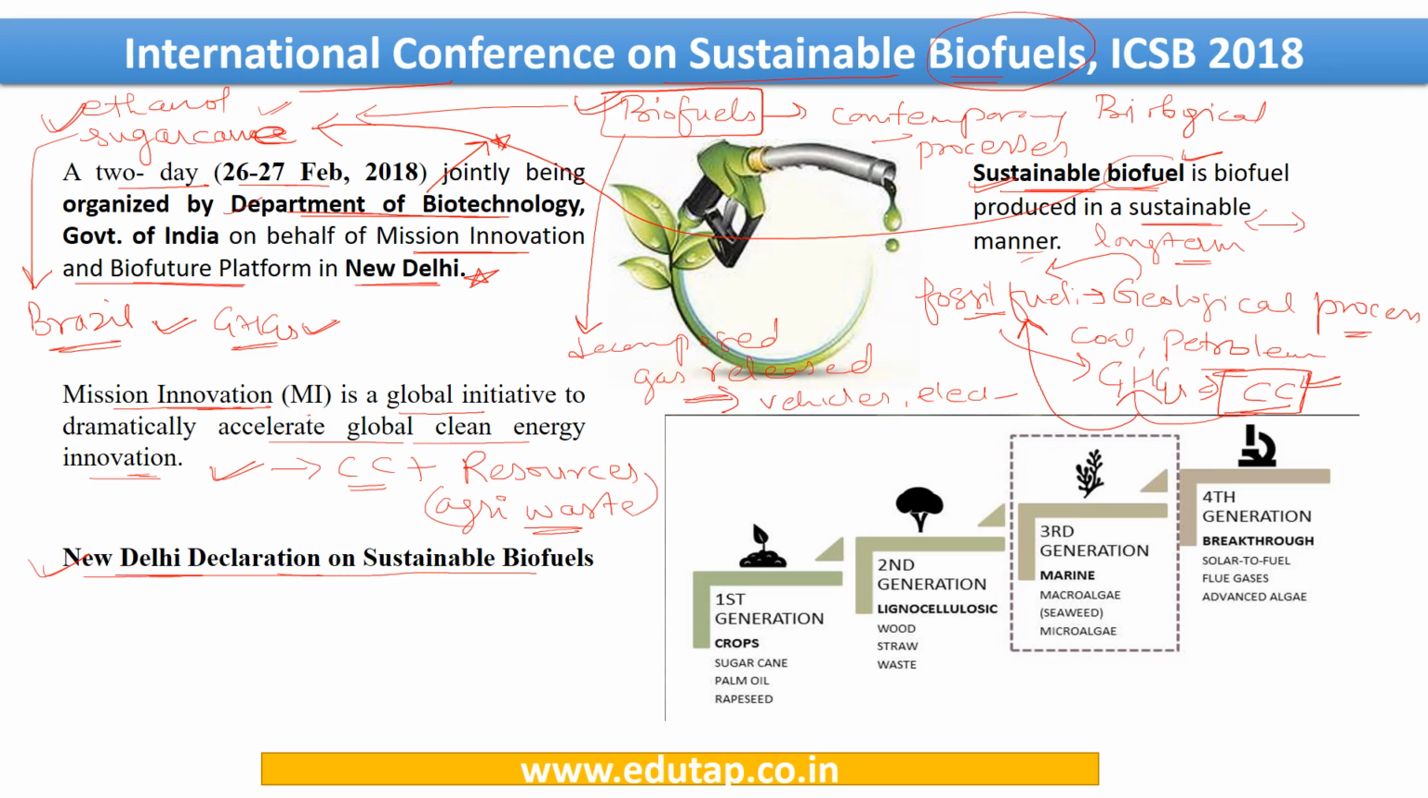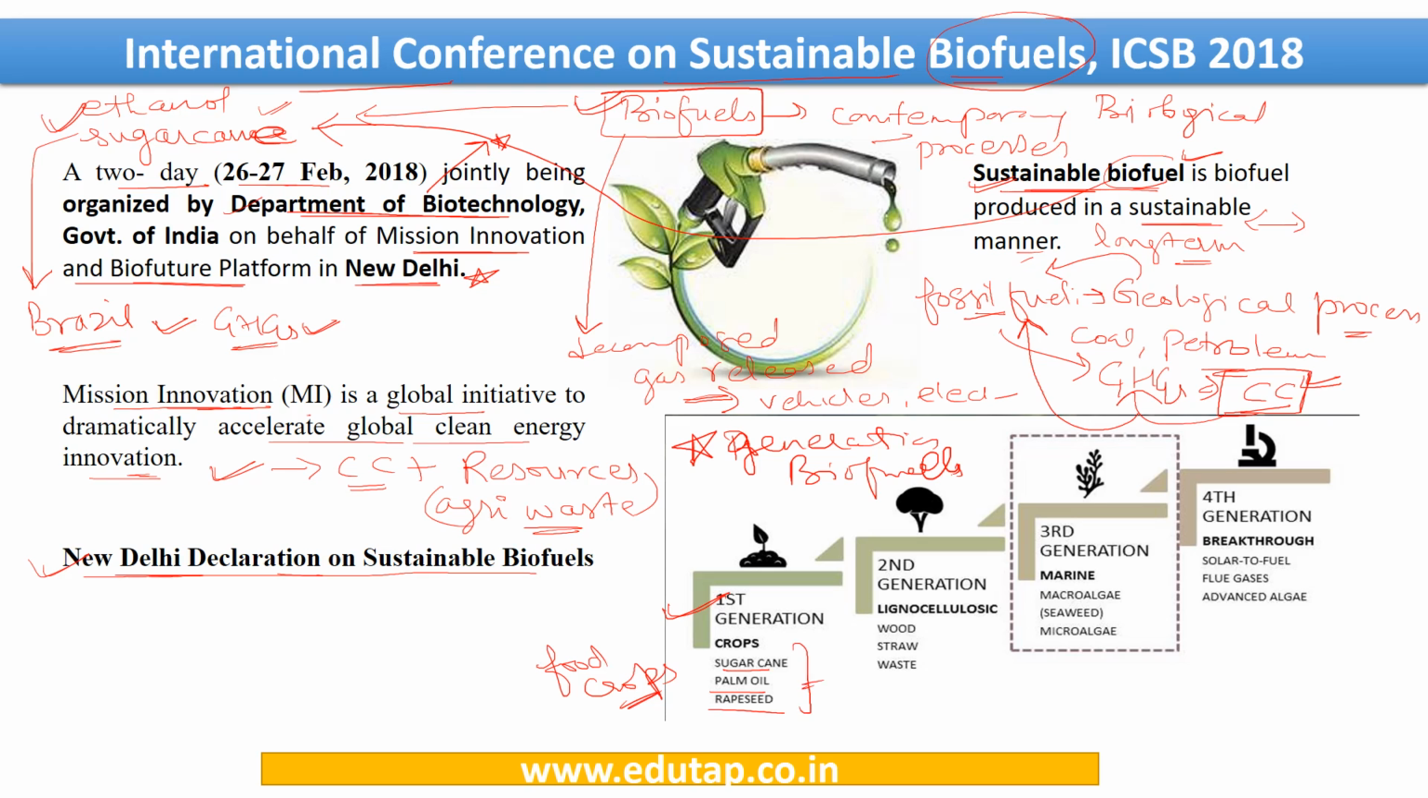We also need to know an important aspect here, which is the generations of biofuels. Biofuels have developed over a period of time, and just like we have computer generations, we have biofuel generations. So the very first time, we utilized food crops for making biofuels. We utilized the sugarcane, the palm oil, the rapeseed, etc. to make biofuel.